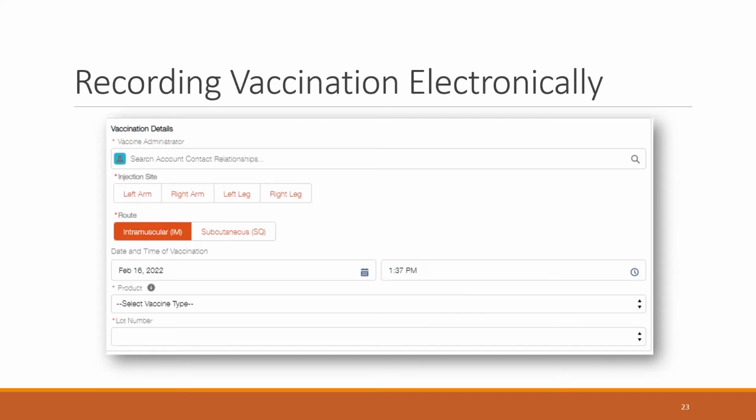This is what you're going to see for the electronic vaccination recording in MyTurn. The scribes will be entering the data. They fill in the vaccinator name, where the injection was administered, and which vaccine was given along with the lot number. That's the information that your scribe will require.